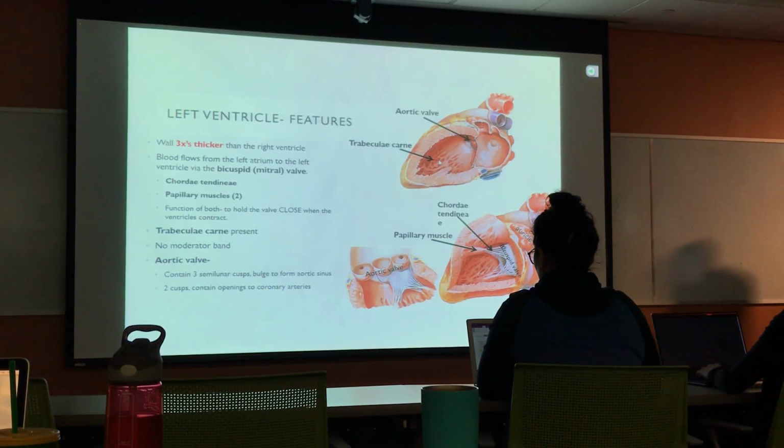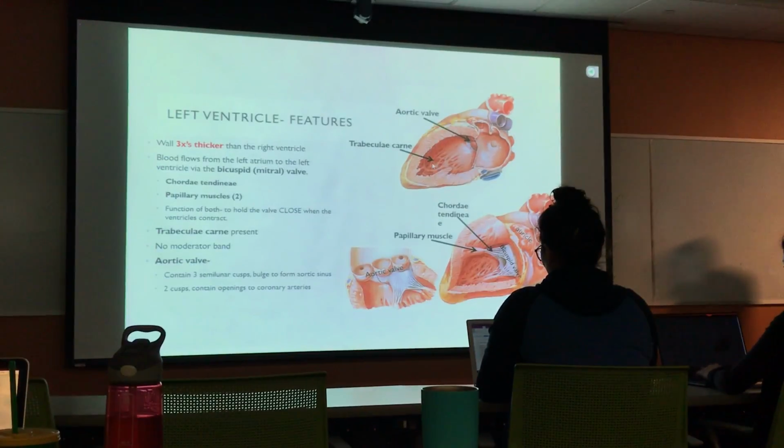There's not much in the left ventricle or left atrium. The only thing that's different in the left atrium is that you've got the openings for the pulmonary veins, and a little bit of pectinate up here in the auricle. Left ventricle: trabeculae carneae, no moderator band, 2 papillary muscles, chordae tendineae, cusp, that sort of thing.